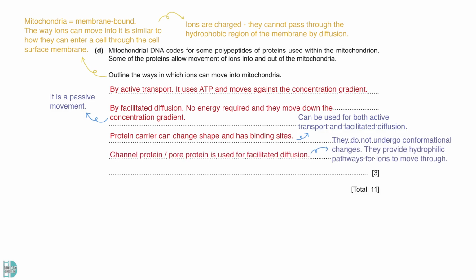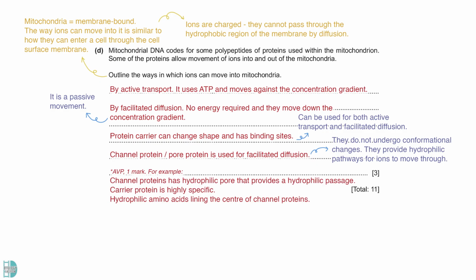Facilitated diffusion can occur via a channel protein or a pore protein too. These transport proteins do not undergo conformational changes. They provide hydrophilic pathways for ions to move through. There is a mark for AVP. For example, you can talk about the hydrophilic pores in channel proteins or the specificity of carrier proteins.